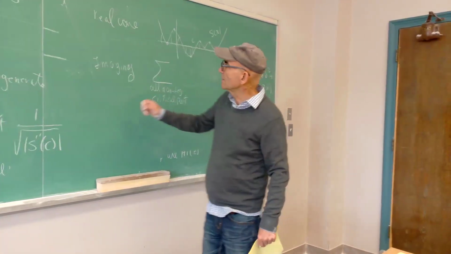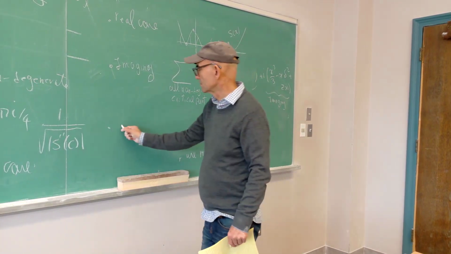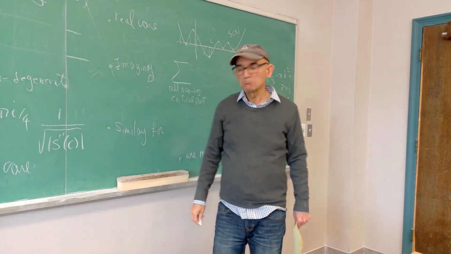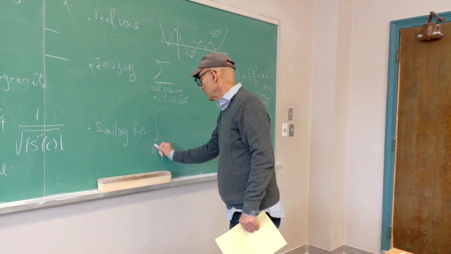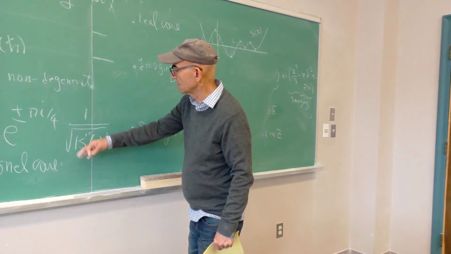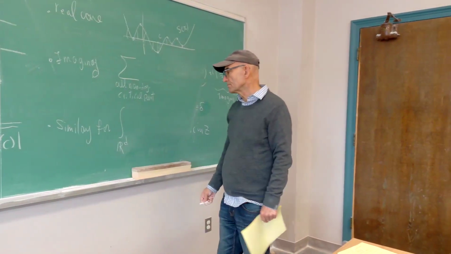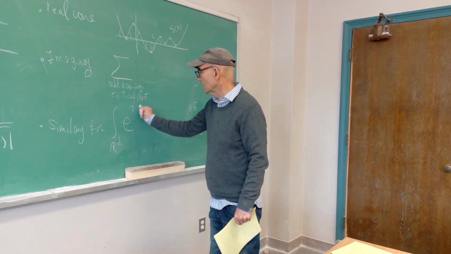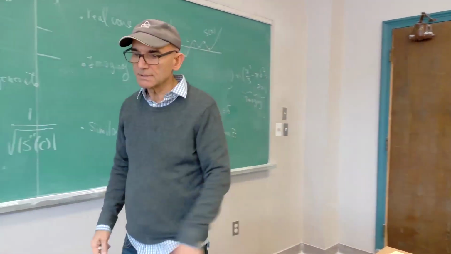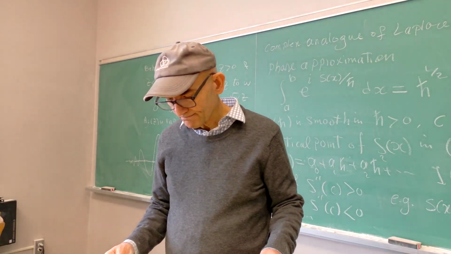Also, there is an obvious generalization to R^d, for an integral over R^d of the exponential, similar to this. I don't write the formula because it's very similar. You just have to put the Hessian matrix here, the determinant of the Hessian matrix, and all these things. And that's the stationary phase approximation.